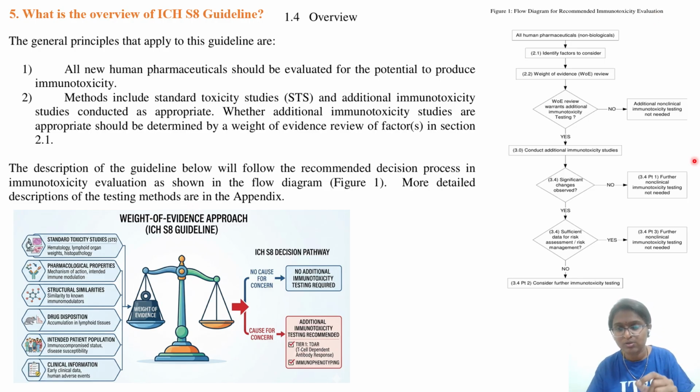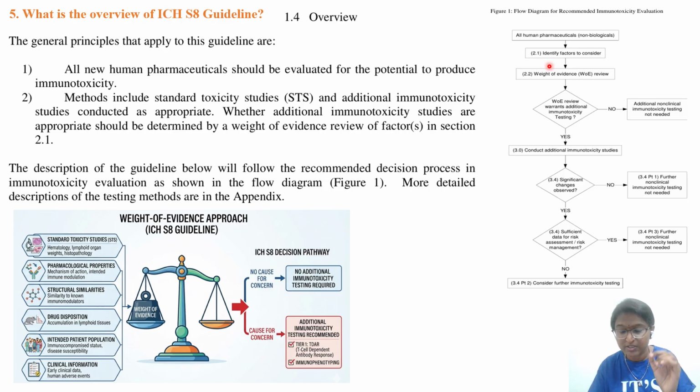And very quickly we'll go through the decision tree. This is figure 1, the flow diagram of recommended immunotoxicity evaluation. So all human pharmaceuticals, so all small molecules, conventional traditional molecules, non-biologics. Biologics we have a separate ICH S6 guideline, so they're excluded. If I am a researcher developing a new drug and that new drug is a small molecule, then this is what you have to do, the decision matrix.